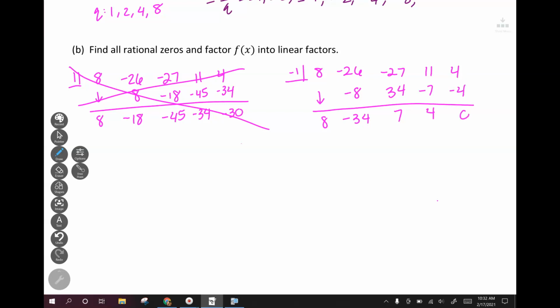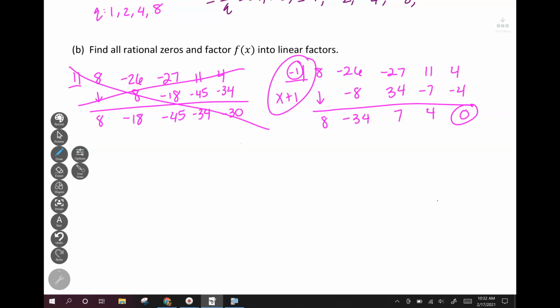All right, so this one gives us a remainder of 0. So it looks like -1 is going to be one of the zeros, which means x plus 1 is one of the factors. Okay, so you've got this whole solution there. You've got -1 is one of the zeros, x plus 1 is one of the factors. Okay, let's see what else we can find.